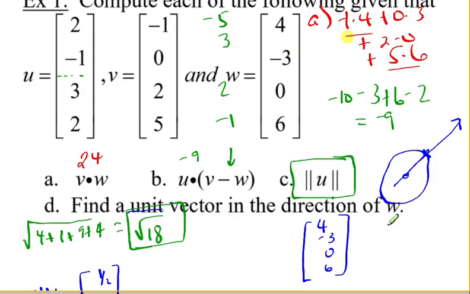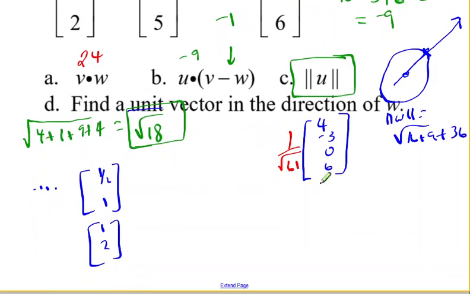Well, what's the magnitude of it? We've got to find the magnitude of w first, which is going to be 16 plus 9 plus 36, which is 61. So I could write the square root of 61 underneath all of them, or I can just be lazy and write it once. So I'm just going to do 1 over the square root of 61, and then that is going to be a unit vector. And I could check that if I really wanted to.